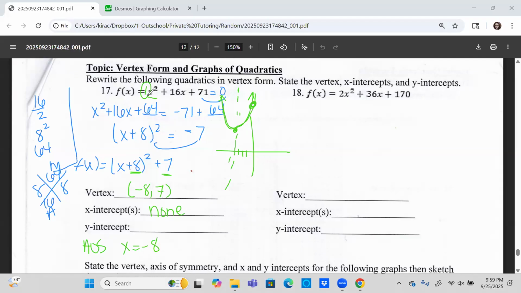Plug in 0 into the original. So that's 0 squared plus 16 times 0 plus 71. Well, this would cancel, and you get up 71. All right, 18. Move this over. Pull the 2 on the left.